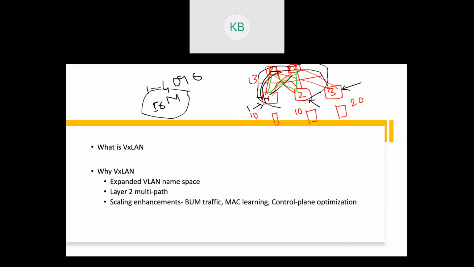Plus the MAC learning and the control plane optimization: when we are doing the VxLAN with EVPN, you basically do not learn the MAC in your show MAC address table anymore. It does get into the hardware, but eventually you do not learn it in the show MAC address table. You learn the MAC addresses over the BGP routes. We will talk about that in detail, how it is happening. So don't worry about it.